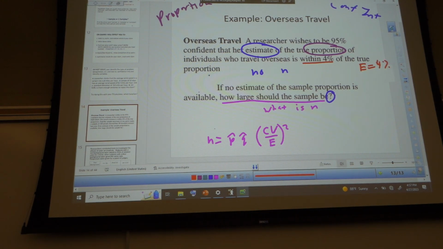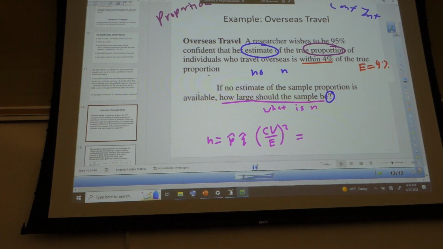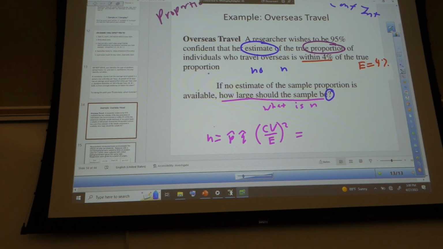So everybody go ahead and find this. So again, p hat and q hat, if you don't know what they are, you use 50-50 for those, so those are all 0.5. And then your critical value for a 95% confidence interval for a proportion is 1.96. And we said our error is 4%. That is not 0.4. It's 0.04.